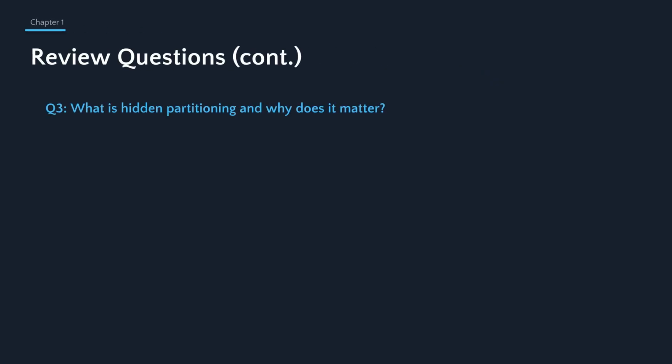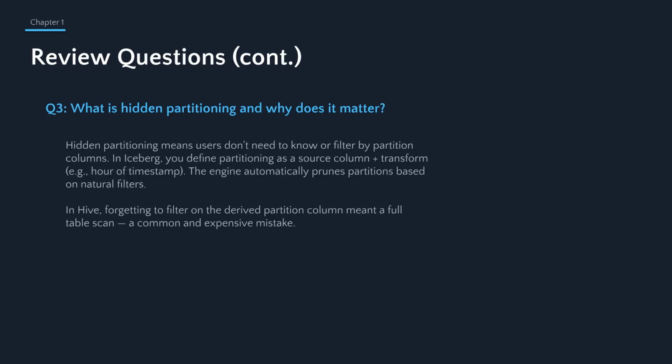Question 3. What is hidden partitioning and why does it matter? The answer is that hidden partitioning means users don't need to know or filter by partition columns. In Iceberg, you define partitioning as a source column plus a transform, like hour of timestamp. The engine automatically prunes partitions based on natural filters. In Hive, you'd need to explicitly filter on a derived partition column, and forgetting to do so meant a full table scan. That wraps up Chapter 1.